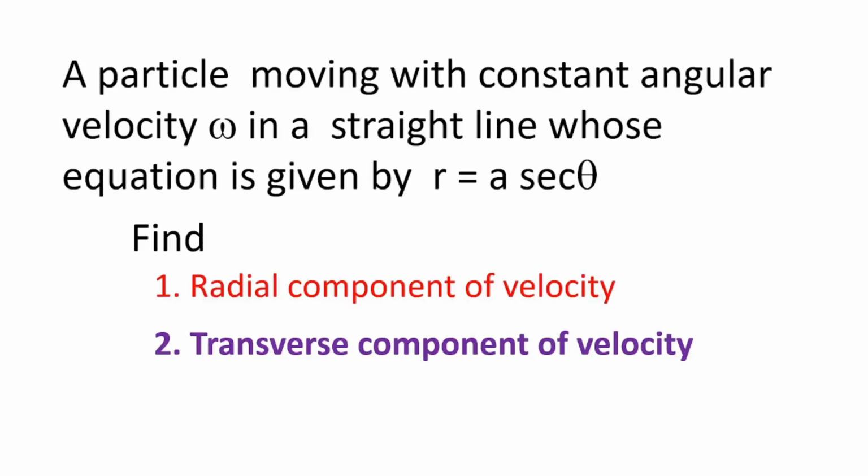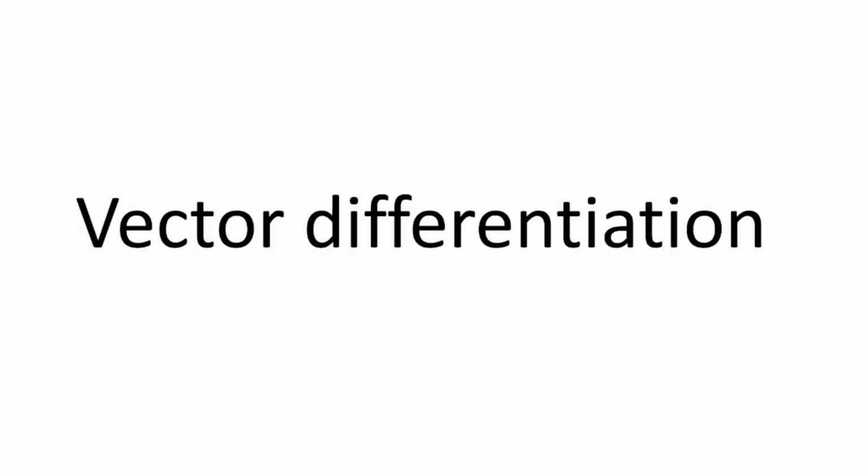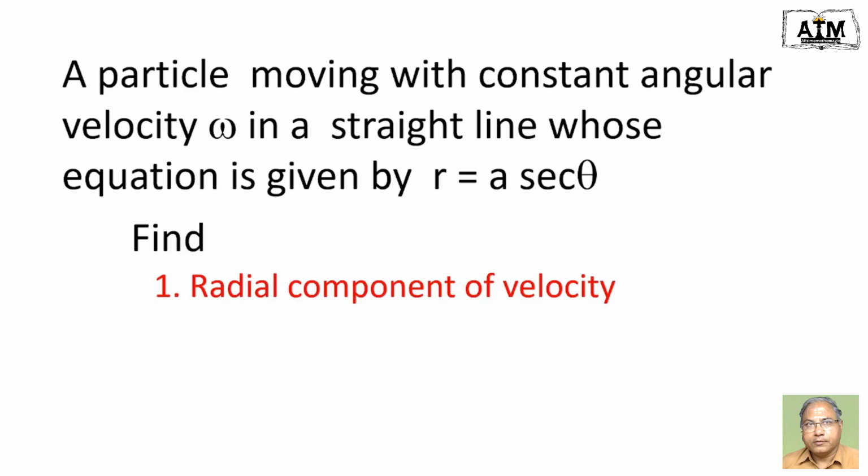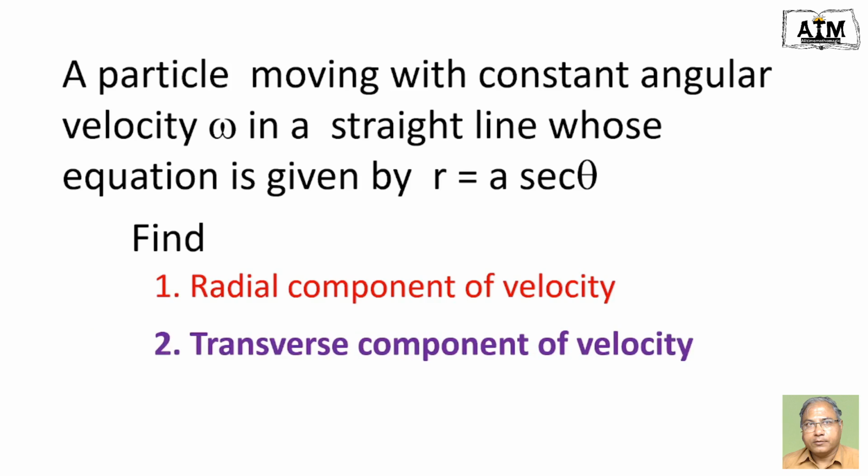Today we are going to solve one more important question by using the concept of vector differentiation. The question is: a particle moving with constant angular velocity omega in a straight line whose equation is given by r equals a sec theta. Find the radial component of velocity and the transverse component of velocity.